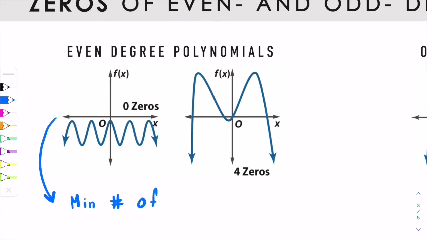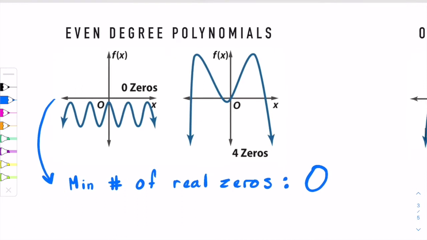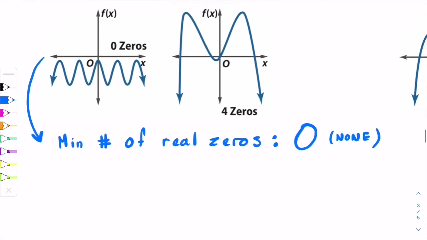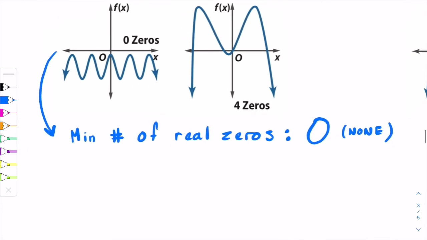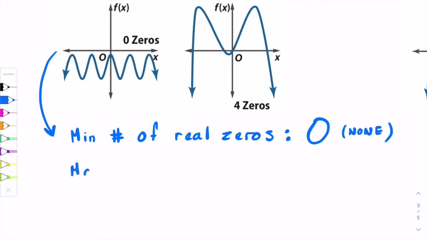Minimum number of real zeros is 0. It doesn't ever have to cross the x-axis, and you have no real zeros. So 0 or none. However, the maximum number of real zeros is going to be the same as the degree.